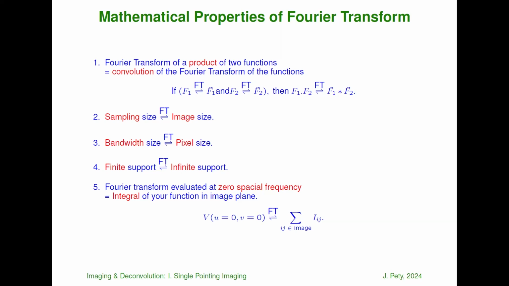And finally, the last important property that we will use in this lecture is the fact that the Fourier transform evaluated at the zero spatial frequency in the UV plane is equal to the integral of the function in the image plane. So let's assume that you have an image in the image plane. You compute the flux in this image, so you sum the intensities. Then, by Fourier transform, the total flux in your image will be exactly the value of the visibility function at the center of your UV plane. Okay?